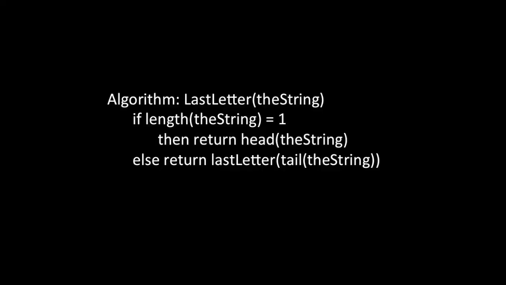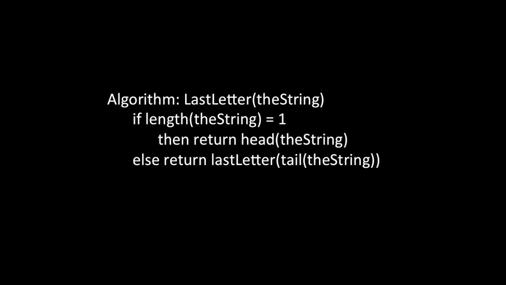The algorithm for last letter is similar to that for string length, except that it returns a string with 1 character in it rather than an integer. Here's the recursive pseudocode algorithm from video 15.1. Last letter takes a single argument of type string called the string. If the length of the string is 1, well, then we're at the last letter, so I'll return the head of the string. That's the last letter, and that will be our base case. In the recursive case, I'll return the last letter of the tail of the string.